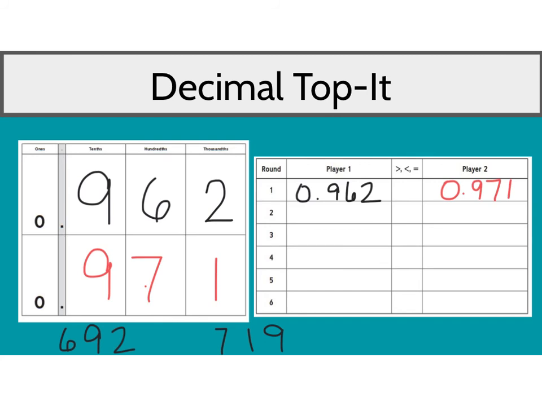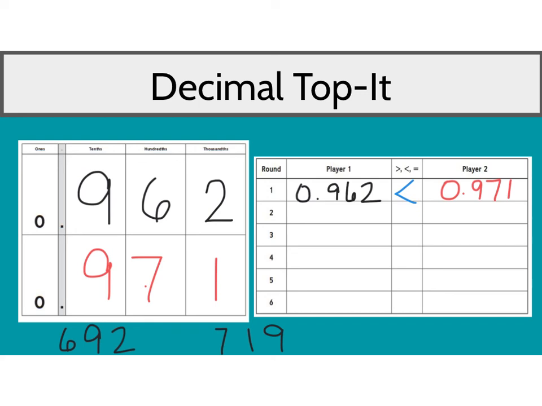And if we look at those in the chart that we wrote them in to start with, you'll notice that we have a 9 in the tenths column. They're both the same number. If we look in the hundredths column, the 7 is larger. So that means that that decimal is going to be larger. So 962 thousandths would be less than 971 thousandths. And so you would continue to play the game, drawing cards and playing rounds and determining which decimal was larger. And so that's just another way that you can compare decimals.